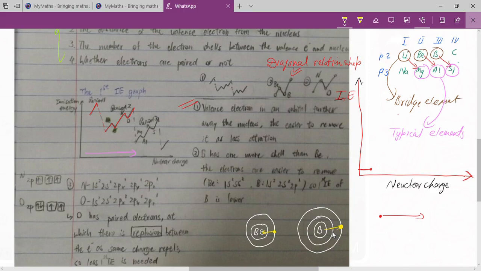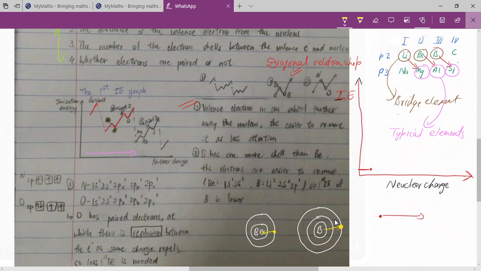So what does it mean? It means that when the force of attraction is maximum, you will require a maximum amount of energy to emit the electron from the outermost shell. And if the force of attraction is less, how is that possible?